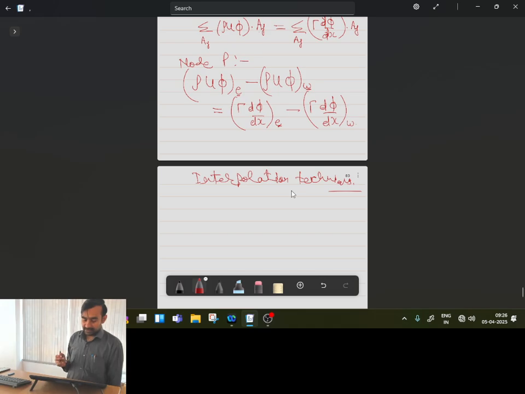Let us understand how to do interpolation, but before that, let us make certain assumptions. First assumption: let me take that my fluid is incompressible.